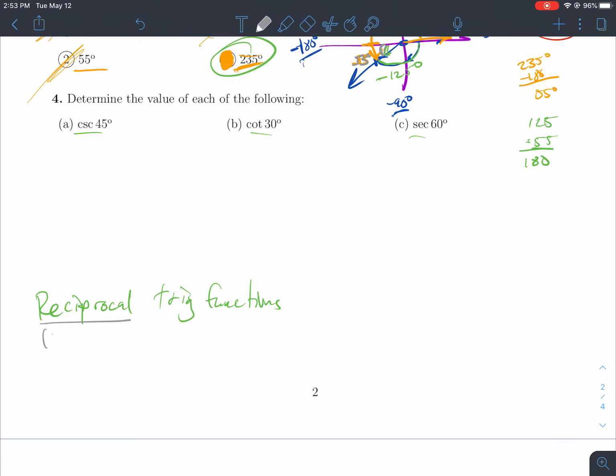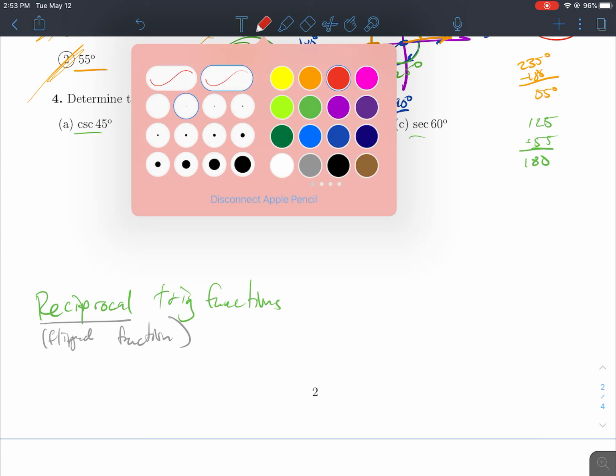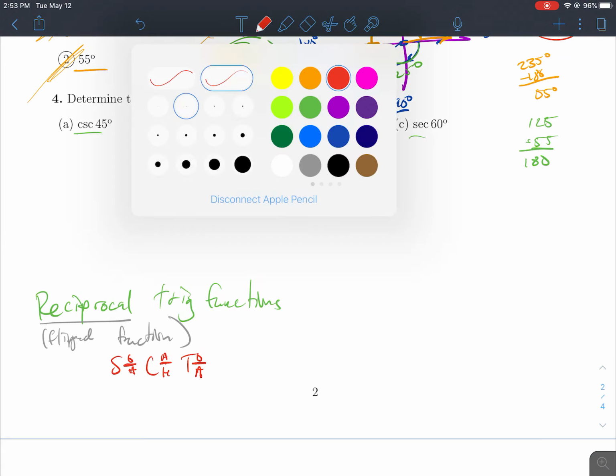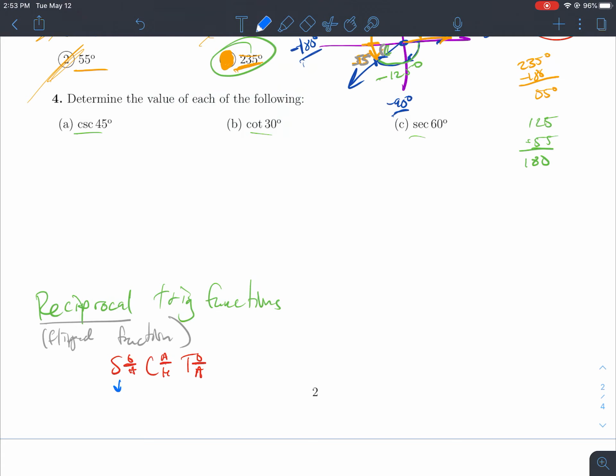So the word reciprocal basically means a flipped fraction. If you think about our regular trig functions, SOH-CAH-TOA, these are all fractions, right? We can flip all of them. So when sine gets flipped, sine becomes cosecant. And cosecant of theta is equal to the flip of this, hypotenuse over opposite.